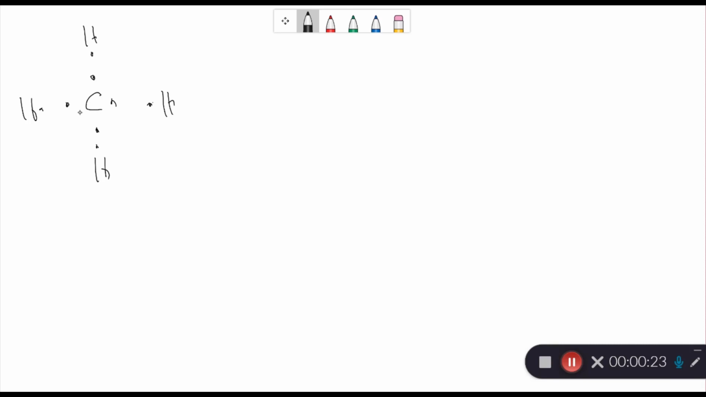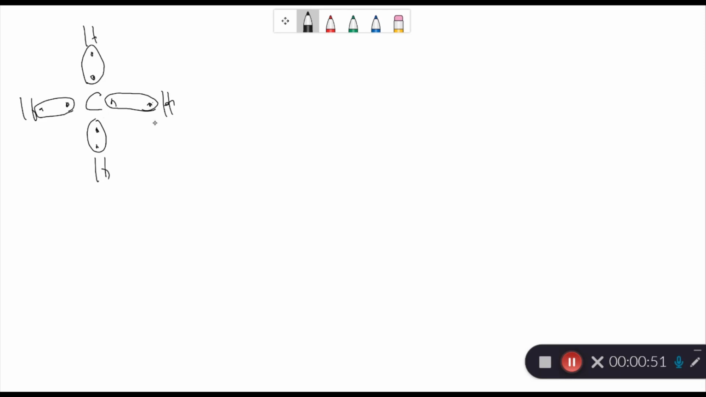So we would have carbon with the 4 valence electrons surrounding it. Hydrogen would have 1 electron each, and essentially carbon and hydrogen would share electrons. So we'd have a covalent bond here, here, here, and here, and this is a representation of where the electrons are. Covalent sharing between the carbon and the hydrogen.